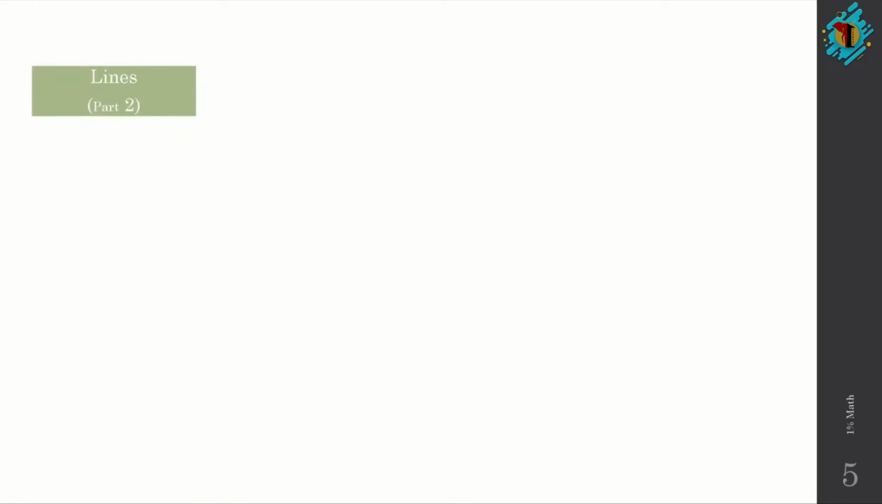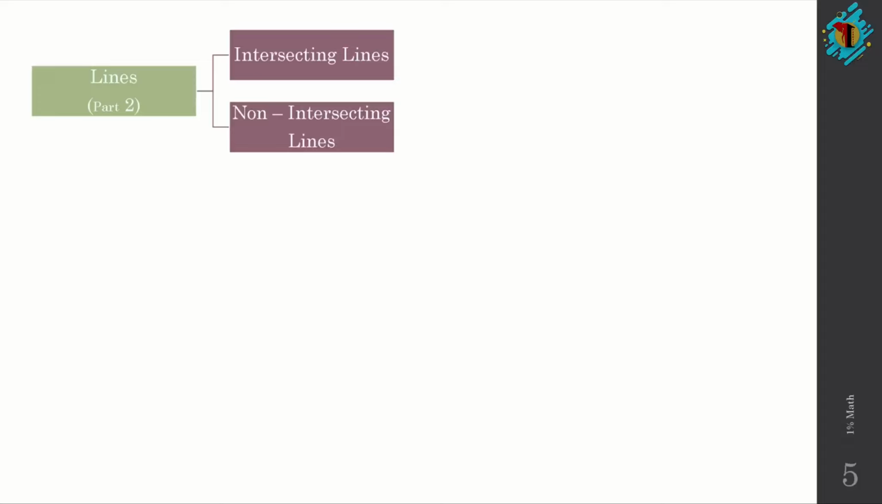So let us continue with the next topic, lines part 2. Here we will have two more types of line. One is intersecting lines and the other one is non-intersecting lines. So let us see what they mean.